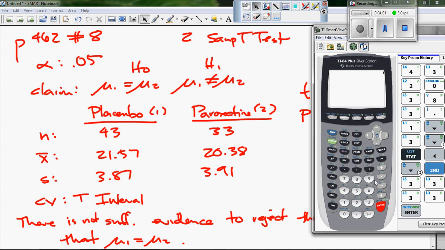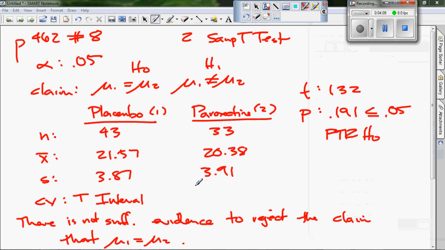Hit calculate. We're going to have positive and negative 2.04. Alright, we're all done with problem number 8. Last problem we're going to do is problem number 10, same page.